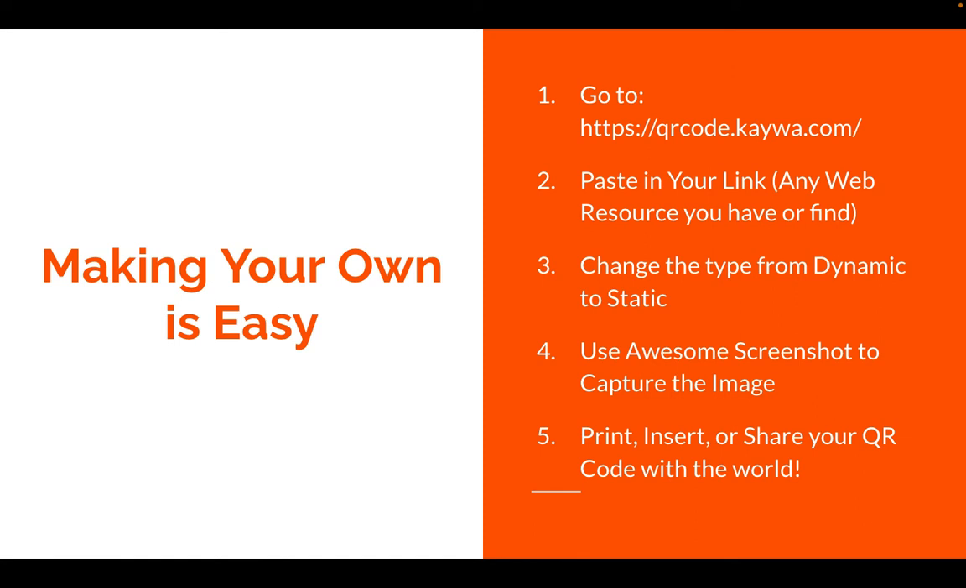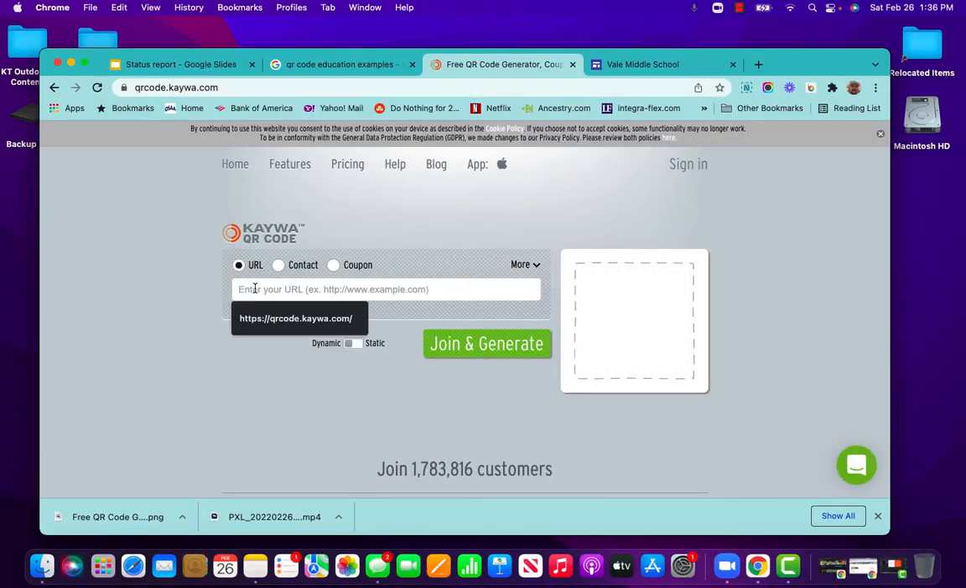Okay, well, if you want to make your own, it's really not that hard. All you have to do is go to, there's more than one, this is the one that I use, qrcode.kaiwa.com. You paste in your link, and that can be any link, the link that you created by creating a video or a website or something, or just a link to a resource that you find.